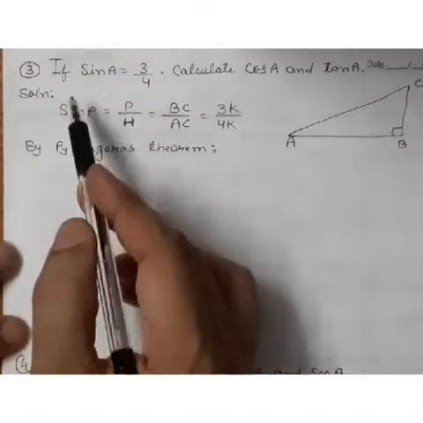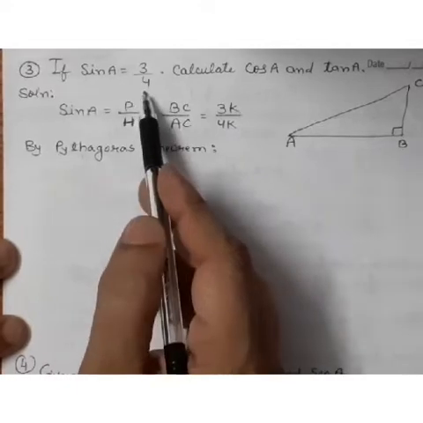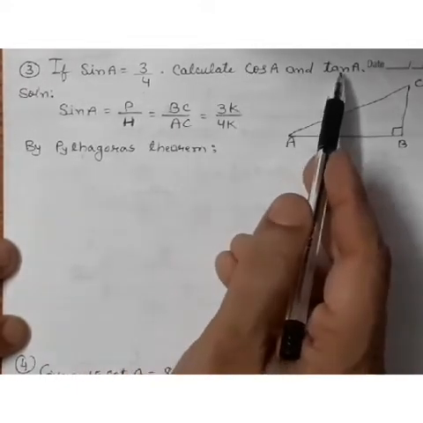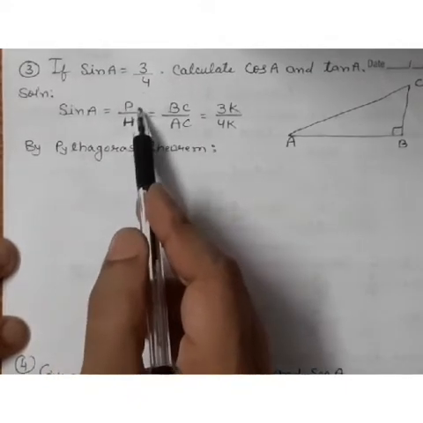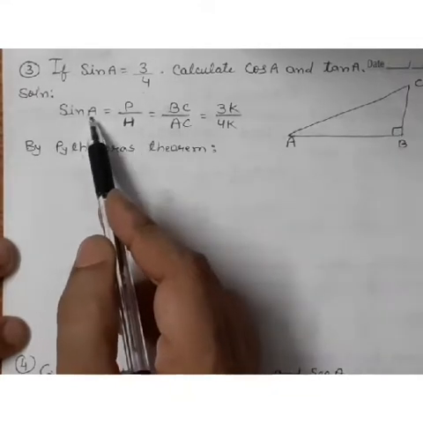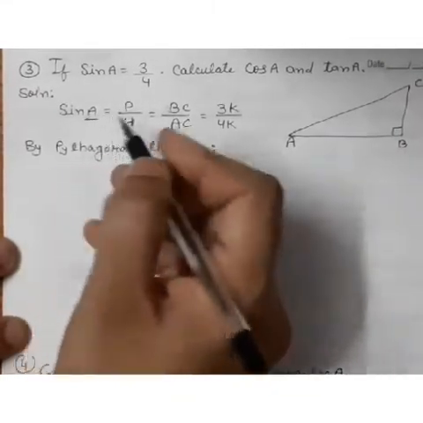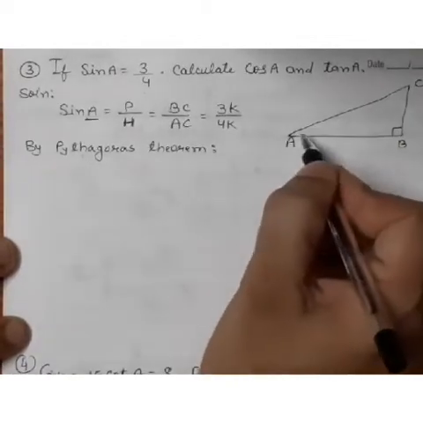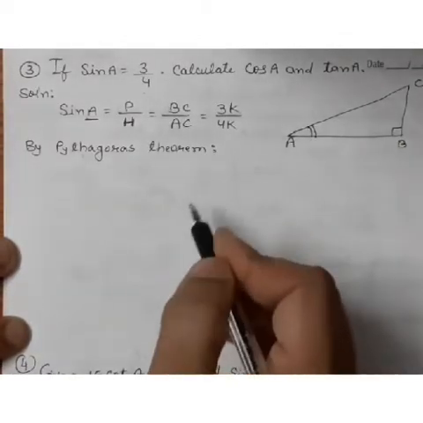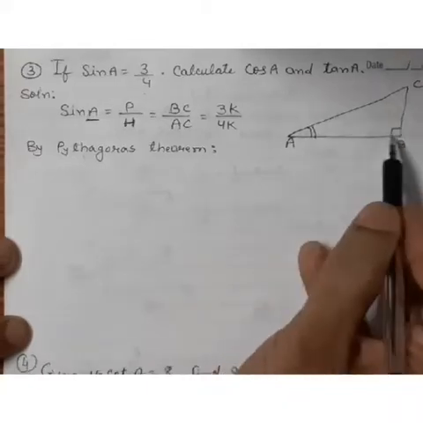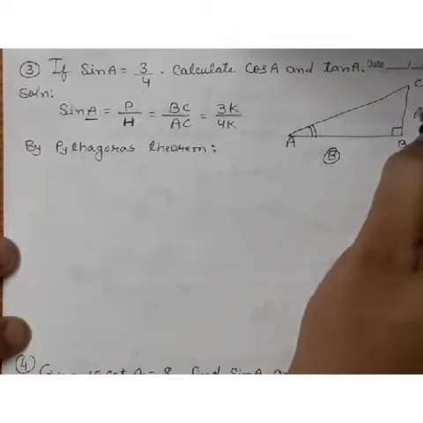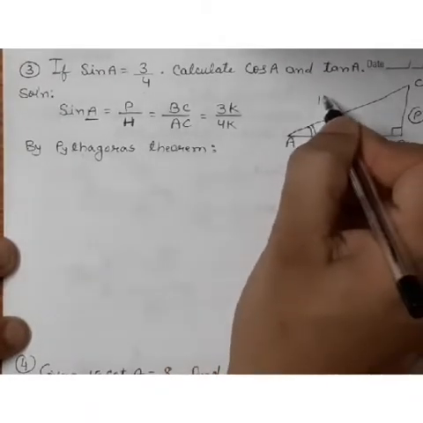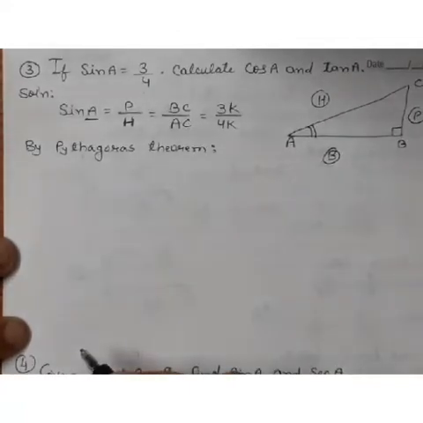Come on for question number 3. If sin A is equal to 3 upon 4, calculate cos A and tan A. Okay, what is given? Sin A is equal to P upon H, perpendicular upon hypotenuse. Here angle A is given, no? See, this is the angle A. So I have drawn one right triangle and A is the angle. If A is the angle, then side AB will become base. This will become your perpendicular and this will be your hypotenuse.